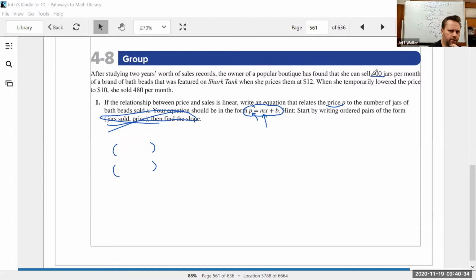She can sell 400 jars when she prices them at $12. So what's the point that I could write for that? It would be 400, comma 12. Selling 400 jars happens when it's a price of $12. So what's the other point I can write? 480, 10. I like it.